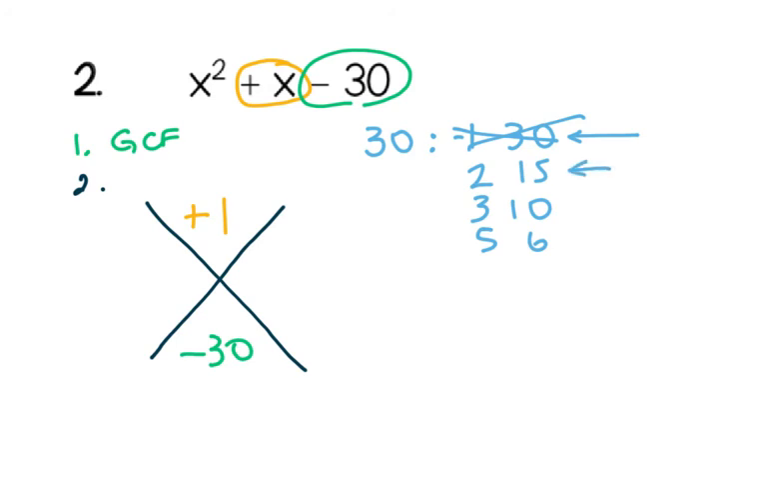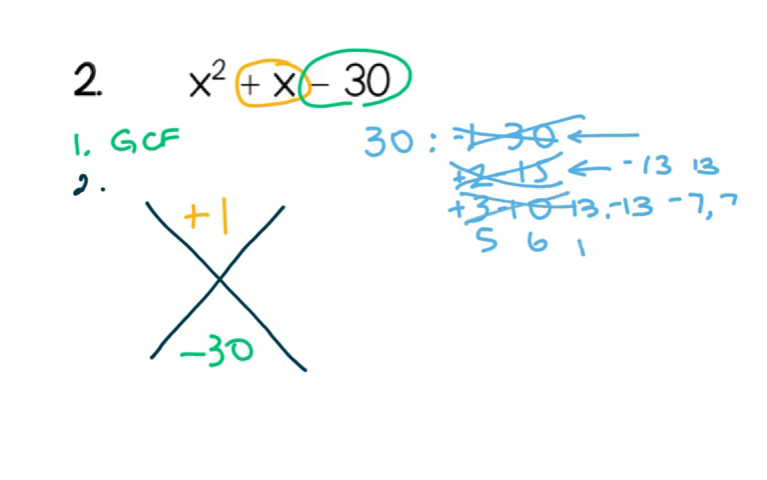What about 2 and 15? You could add them together to get 17, or if they were both negative, negative 17. What if one was positive and one was negative? Positive 2, negative 15, you get negative 13. Or the other way around, you could get positive 13. There's no way to get 1 out of that. With 3 and 10, I could get 13. I could get negative 13. If I had one positive, one negative, I could get a negative 7. And if I swap the signs, I could get a positive 7. No way to get a 1 out of that.